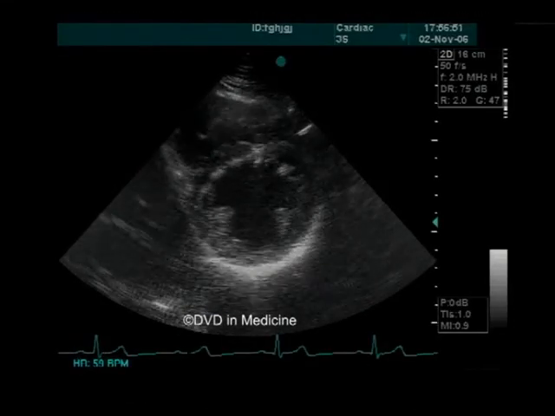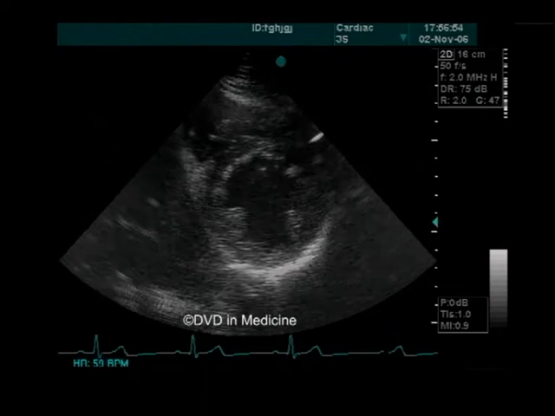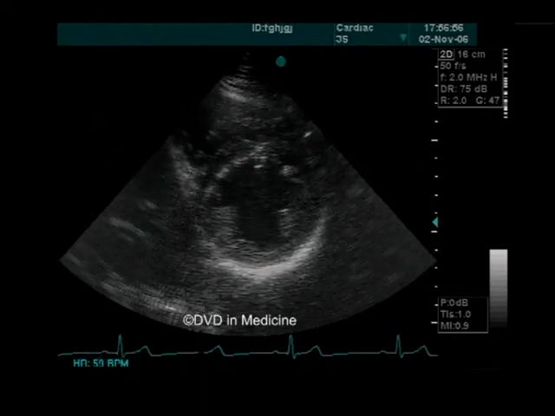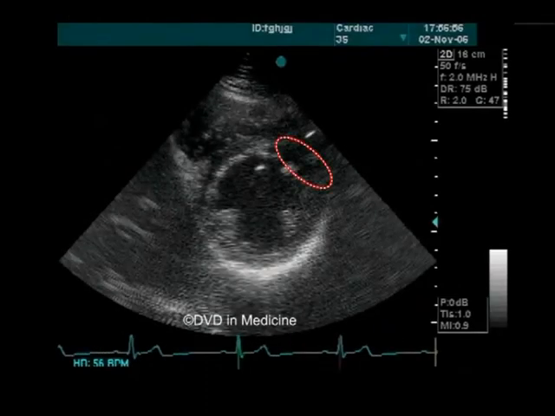In this image, one can see 6 segments of the short axis at the papillary muscles level: anterior, lateral, posterior, inferior, inferior middle septal, anterior middle septal.